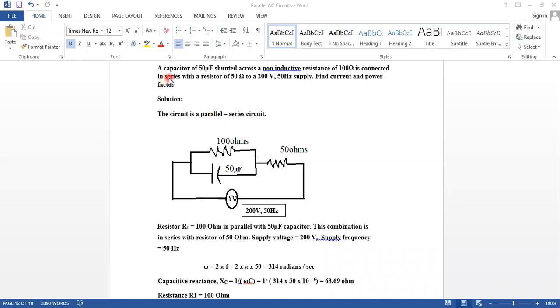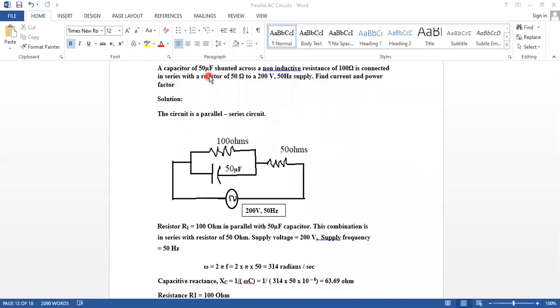So this problem has a capacitor of 50 microfarads shunted across a non-inductive resistance of 100 ohms, connected in series with a resistor of 50 ohms to a 200 volts 50 hertz supply. Find current and the power factor. Okay. So again, as I told you, the circuit diagram will not be given. You need to draw it.